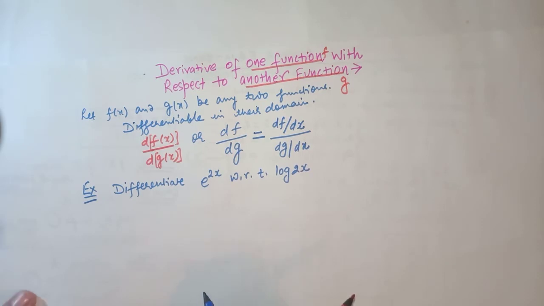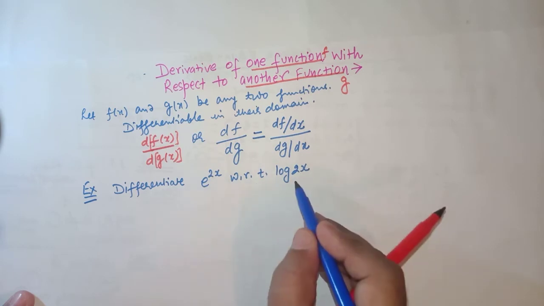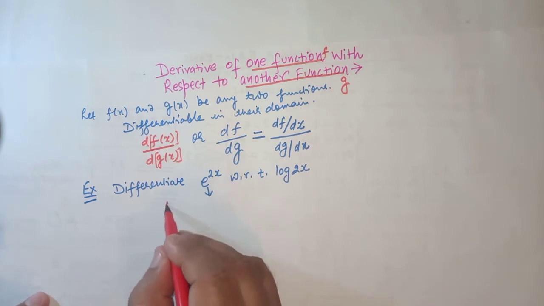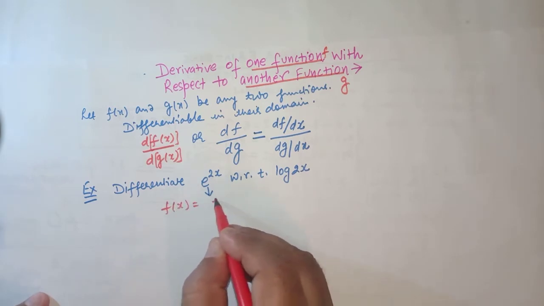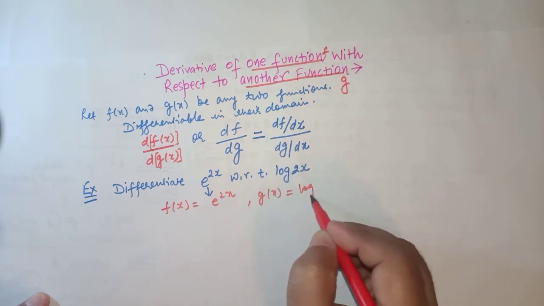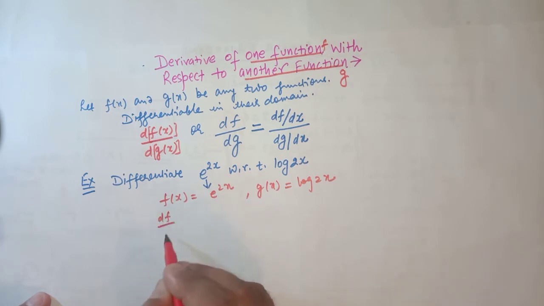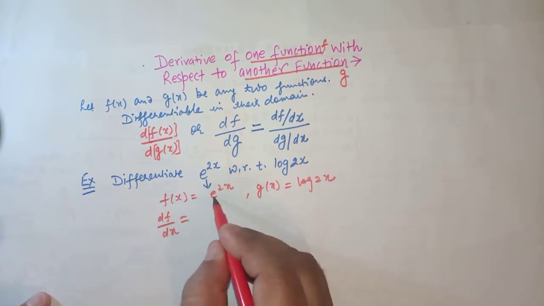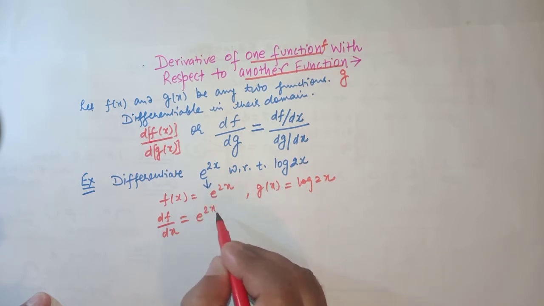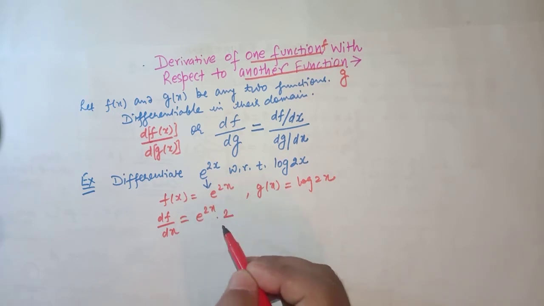Now let us take a simple example. We have to differentiate e raised to 2x with respect to log 2x. So we will assume f(x) as e raised to 2x and g(x) as log of 2x. Now find the derivative of f with respect to x, which is the derivative of e raised to 2x is e raised to 2x, and by chain rule we get the derivative of 2x as 2.